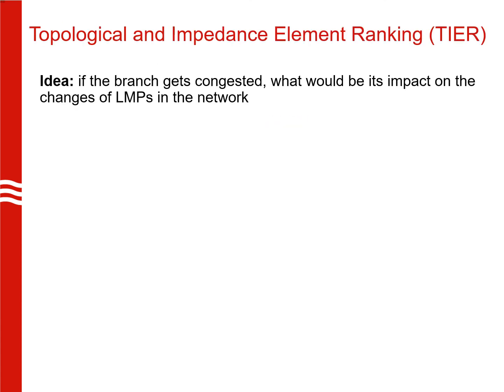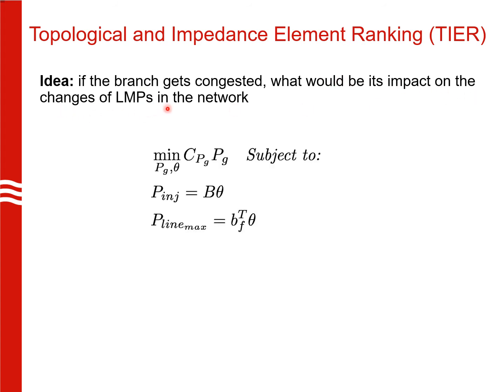The next measure is topological and impedance element ranking, or TIER. TIER is a method of ranking branches in the network to identify their importance in the bulk power system. The idea behind it is, when a branch gets congested, what would be its impact on the changes of LMP values. To understand it a bit better, let's start from a DC optimal power flow problem. The objective function is to minimize the generation costs subject to power balance equations. And since we calculate the TIER value when the branch is congested, the last constraint indicates that the flow in the line is at its max limit.